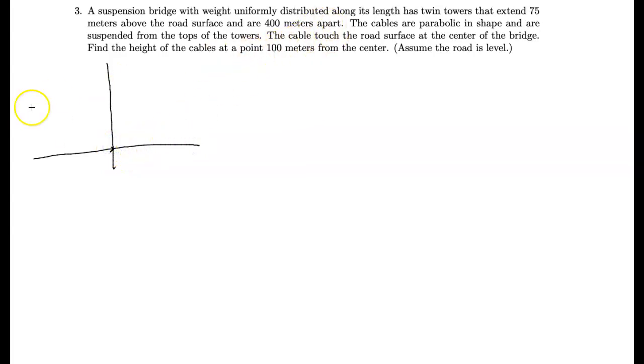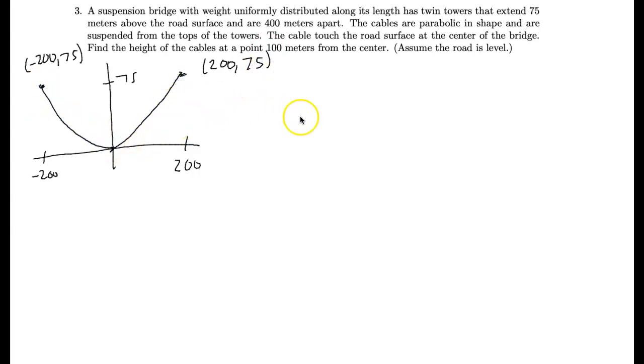And so we know that the towers are 75 meters high and they're 400 meters apart. So then that will make this one be negative 200. And so this ordered pair, negative 200, 75. And then this one will be positive 200 with ordered pair 200, 75. So our parabola will look like this.